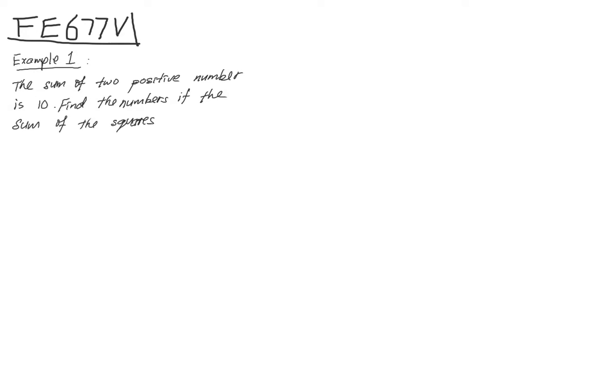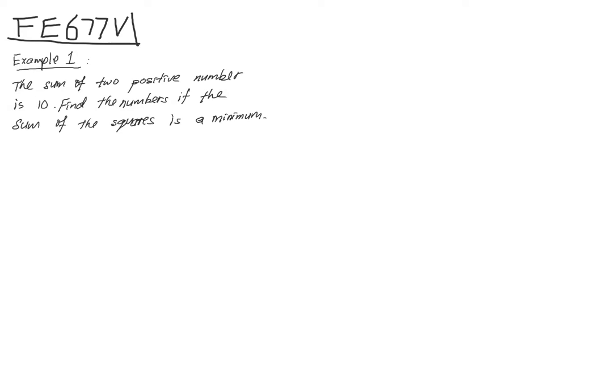The sum of 2 positive numbers is 10. Okay? So they ask you to find the numbers if the sum of their square is a minimum. Okay.